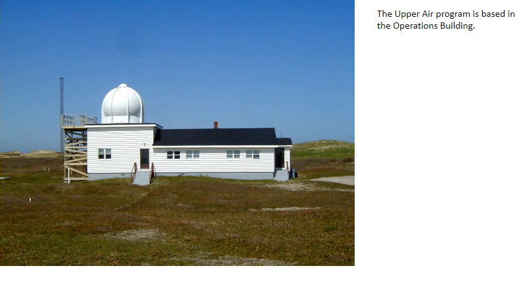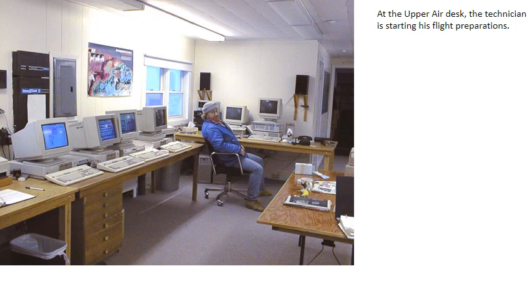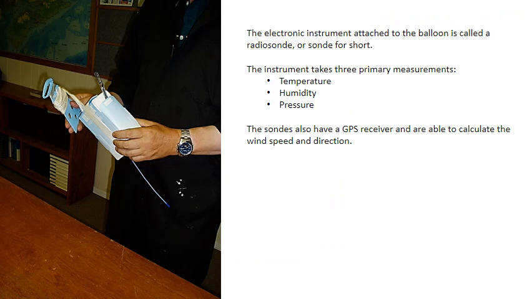The upper air program is based in the operations building. At the upper air desk, the technician is starting his flight preparations. The electronic instrument attached to the balloon is called a radiosonde, or sonde for short. The instrument takes three primary measurements: temperature, humidity, and pressure. The sondes also have a GPS receiver and are able to calculate the wind speed and direction.